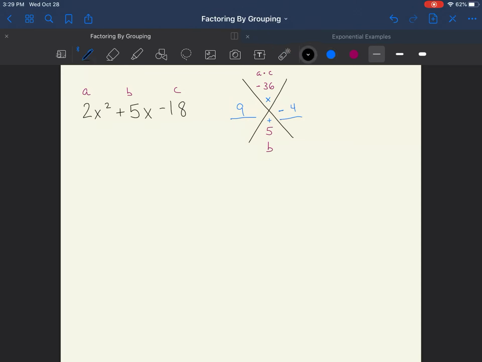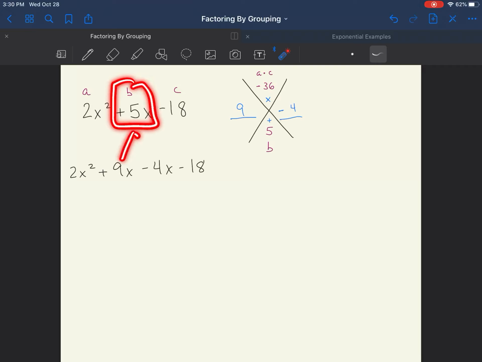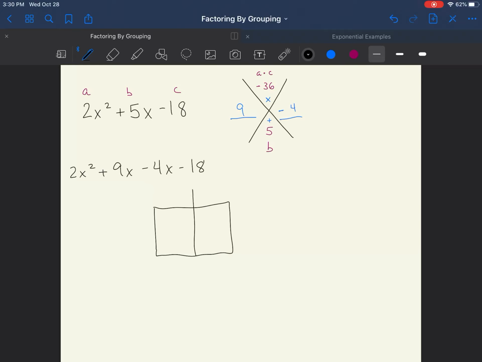All right, so our next part is to split that middle term. So I'm going to write this as 2x squared plus 9x minus 4x minus 18. So recall from the last video, the last two terms stay the same, but your middle term you've split into 9x minus 4x. And then we just go on to our factoring by grouping, which we have done multiple times in this lesson. So I'm going to go pretty fast here, faster than usual. 2x squared, 9x, negative 4x, negative 18.